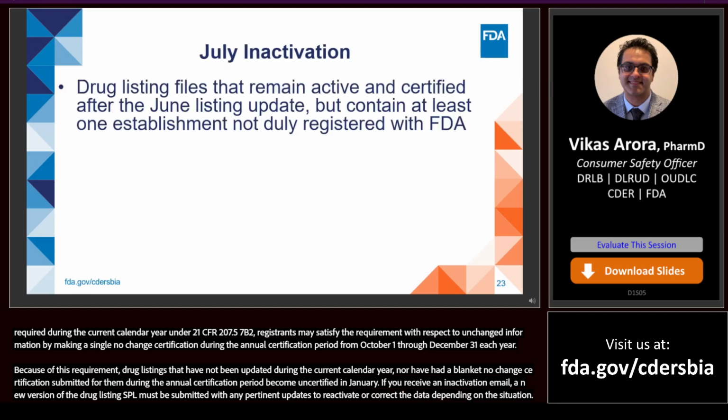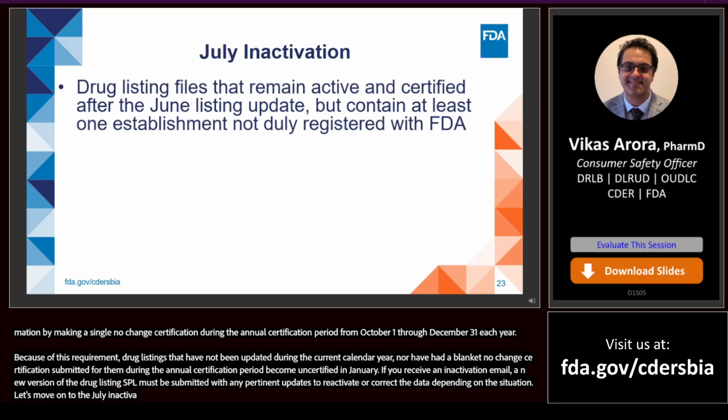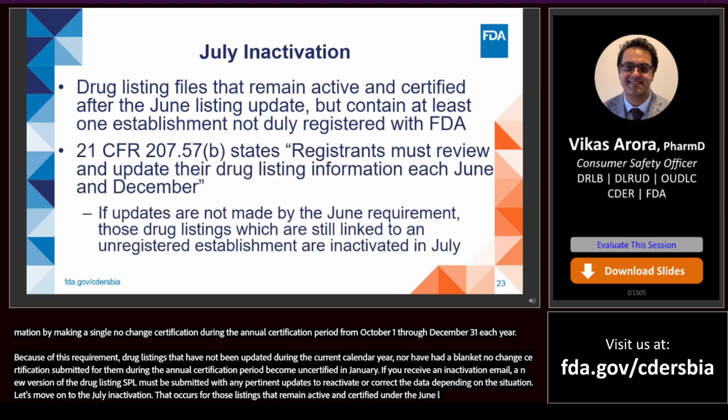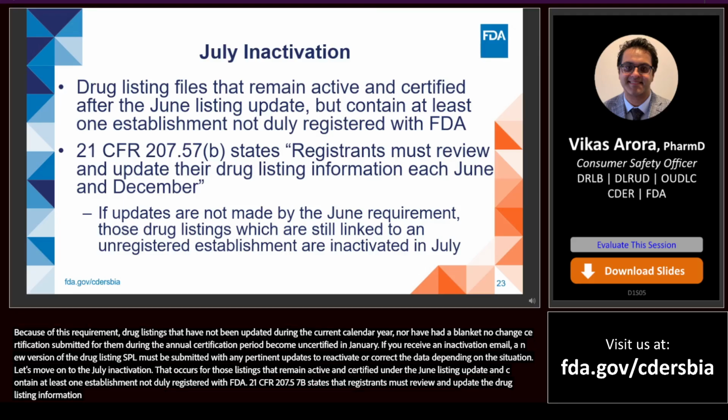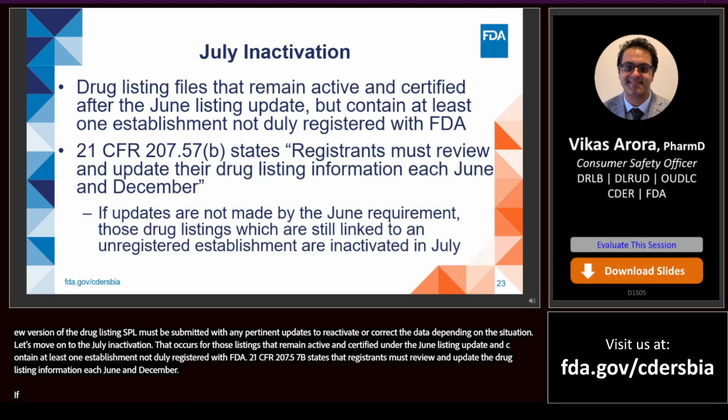So let's move on to the July inactivation. The July inactivation occurs for those listings that remain active and certified after the June listing update but contain at least one establishment not duly registered with FDA. So 21 CFR 207.57(b) states that registrants must review and update their drug listing information each June and December. So if updates are not made by the June requirement to those drug listings which are still linked to an unregistered establishment, they are inactivated in the July inactivation.